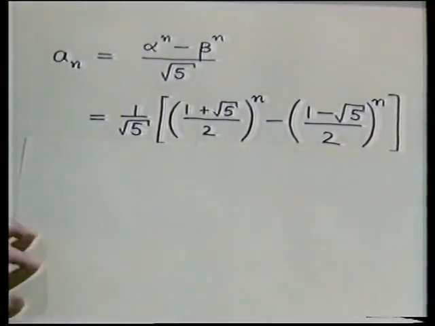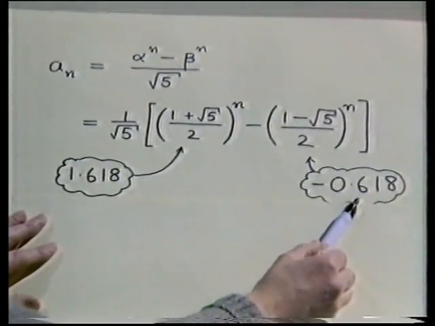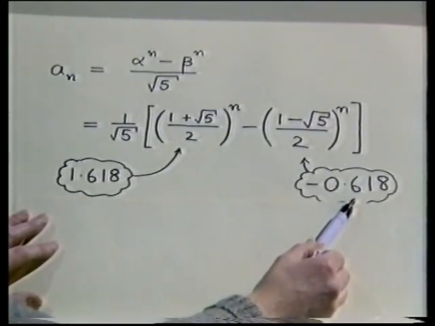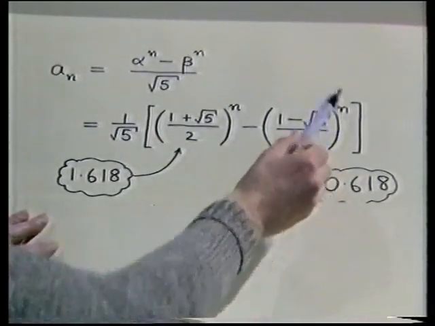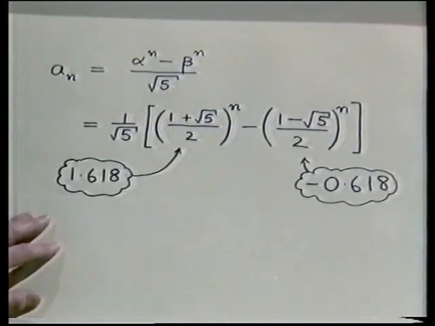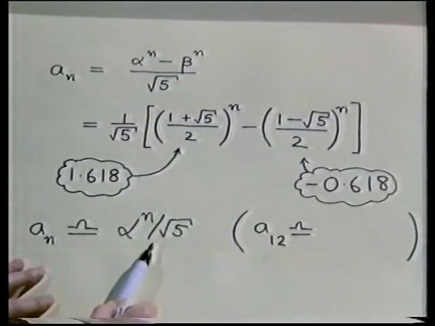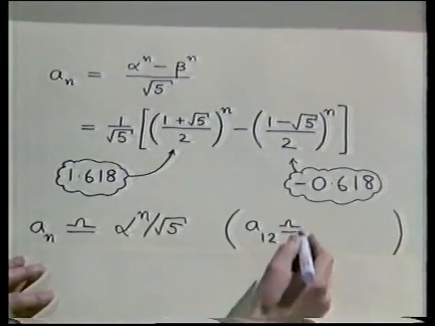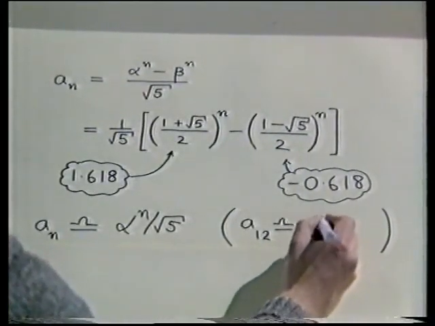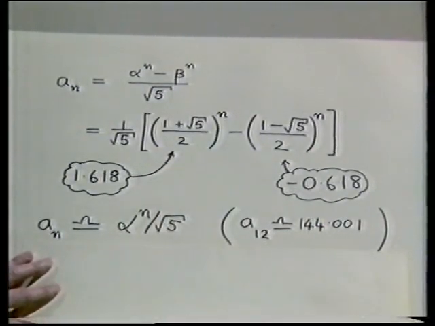Well, we can make some interesting observations from this formula. Remember that beta was approximately minus 0.618, so its absolute value is less than 1. So beta to the power n will tend to 0 as n tends to infinity. And that means that when n gets large, the number a n will be approximately equal to alpha to the n over root 5. Now you can check that in a particular case, and you'll find that that means that a 12 is approximately 144.001 to 3 decimal places. And that's very close to the actual value, 144.